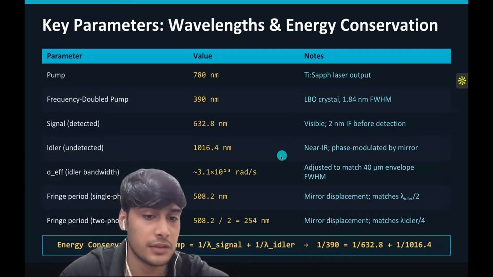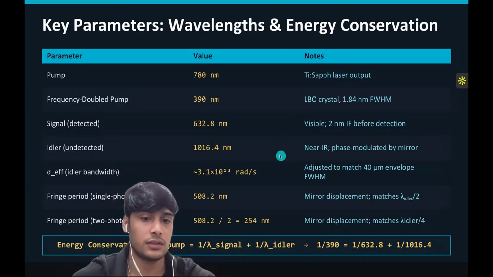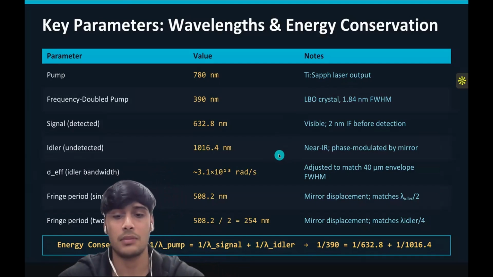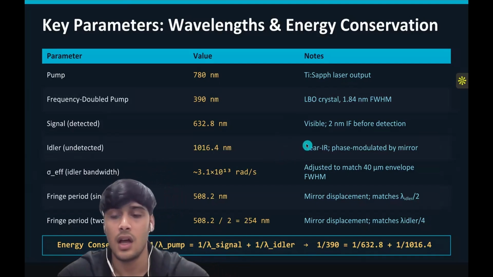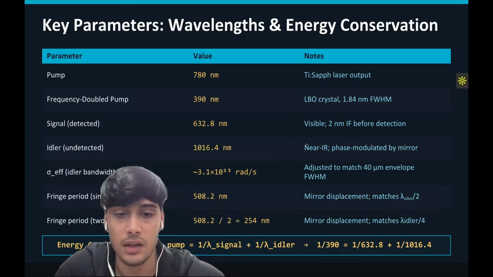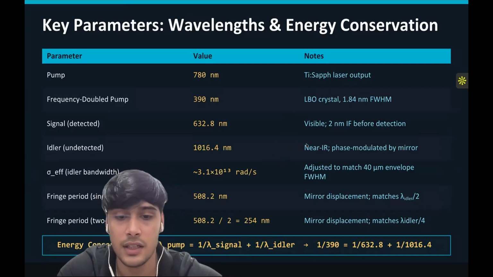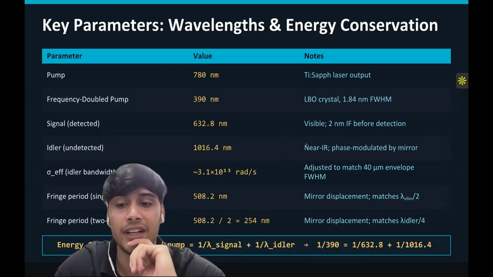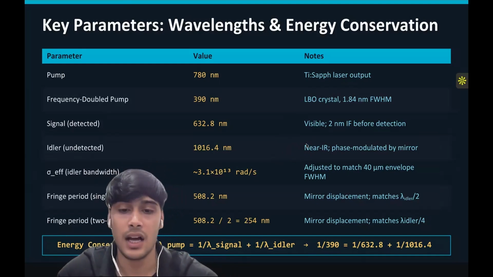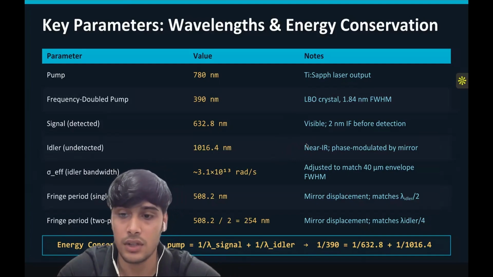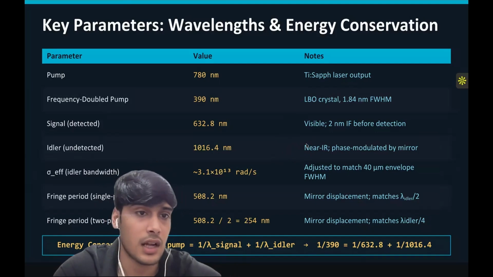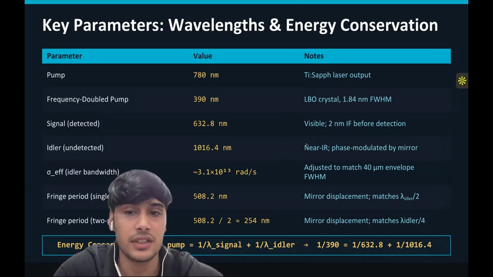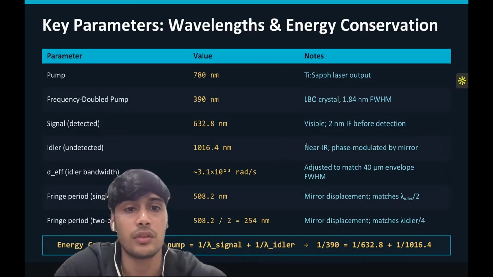Now let's make sure that all numbers are consistent. Energy conservation in SPDC requires 1 over lambda pump is equal to 1 over lambda signal plus 1 over lambda idler. On putting lambda pump to be 390 nanometers and lambda signal to be 632.8 nanometers, we get lambda idler to be 1016.4 nanometers. Our notebook confirms this. This matches the experimental value within 0.1%.